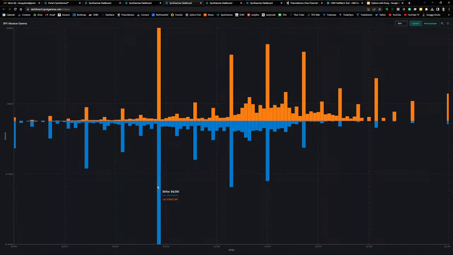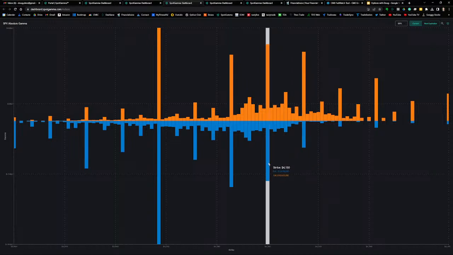So here's the absolute gamma strike at 4,000. That's pretty obvious, the strike with the largest absolute gamma. Here's the put wall at 3,900. The strike with the largest net negative gamma can be expected to act as support. And then here's the call wall at 4,200, the strike with the largest net positive gamma.